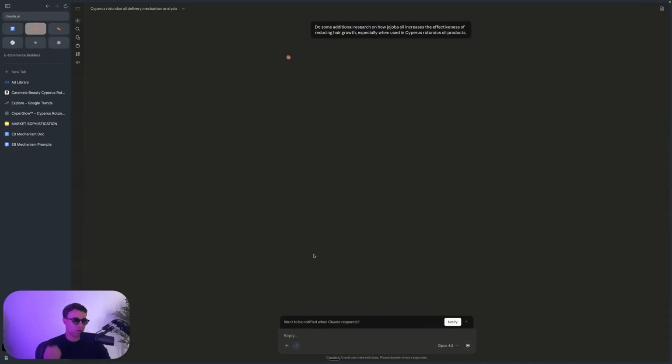And again, this is just going to give you a much better understanding of the mechanism and also further validate that it's actually a mechanism that is true and that it's going to be a good one to actually run with.